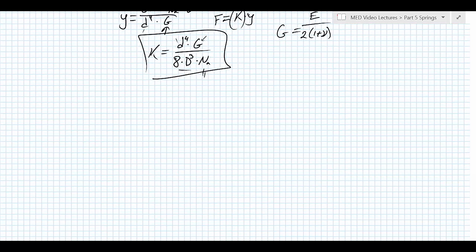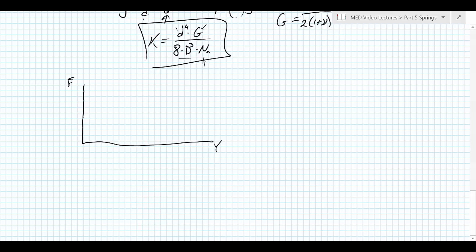Let's think about how we actually put force onto a spring. So if we were to plot the force versus deflection y here, then if we have a k constant, then we should see something like this, right? Where rise over run is going to be a constant of k. That's our spring rate. That's what makes springs useful to us.